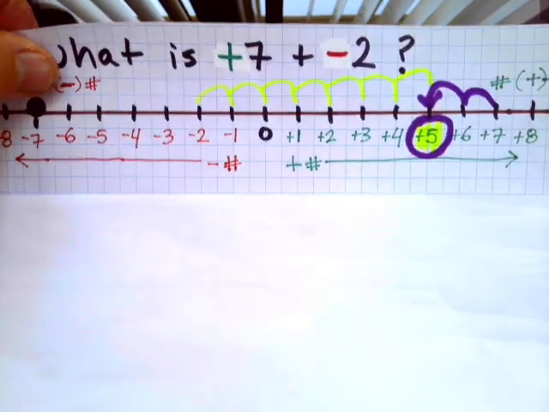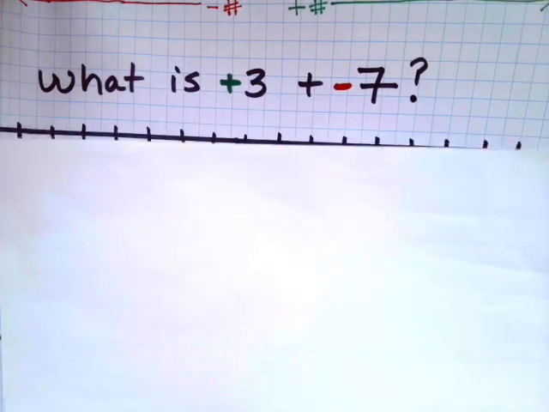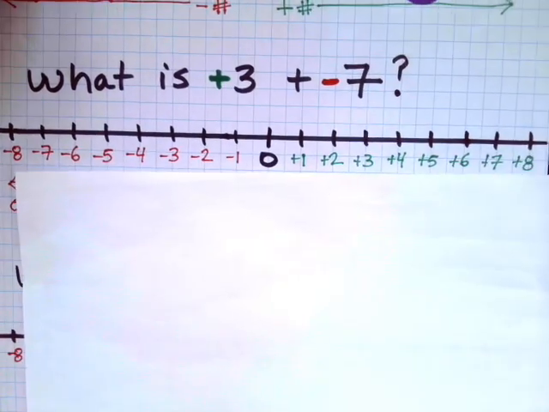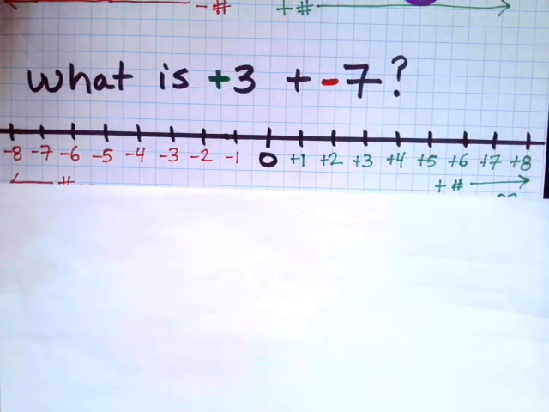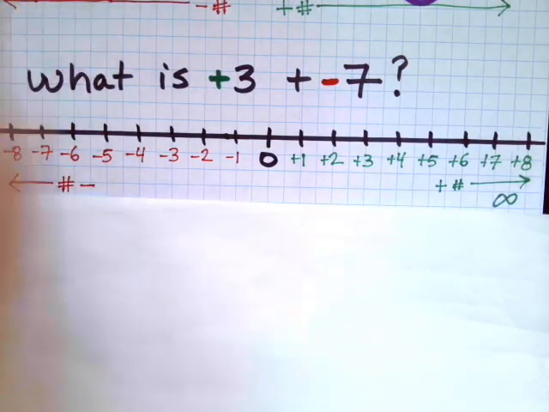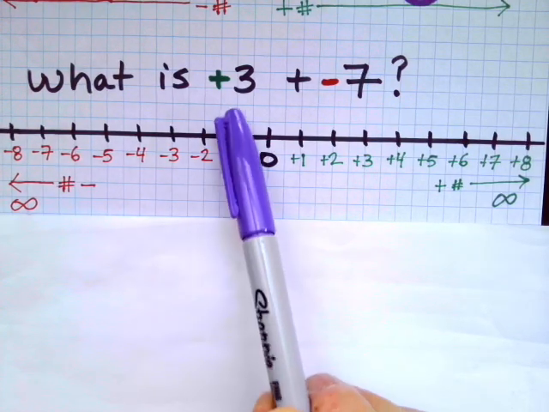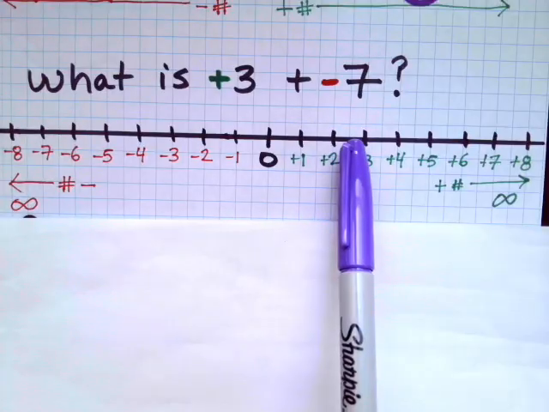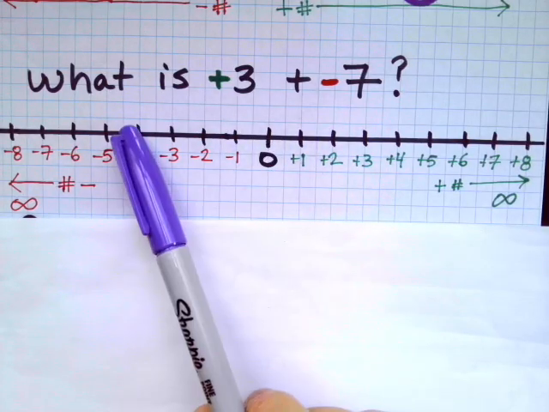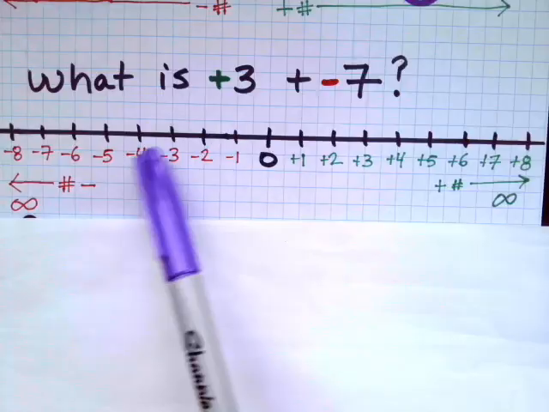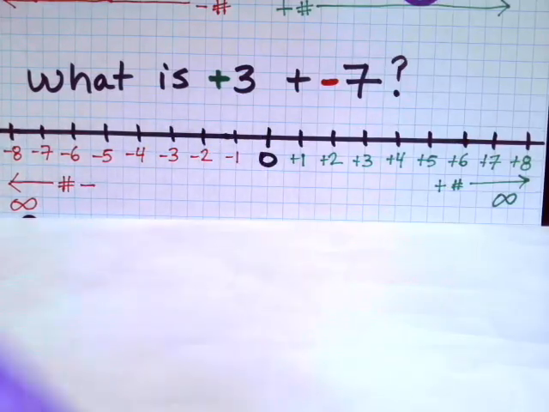So let's go ahead and take a look at the next problem. If I'm going too fast, please rewind, stop, and take your time reviewing these particular videos. So here we go. What is positive 3 plus a negative 7? Again, I can start at either spot on the number line. I can start at a positive 3 and then go 7 backwards, the negative direction. I can start at a negative 7 and then go 3 in the positive direction.